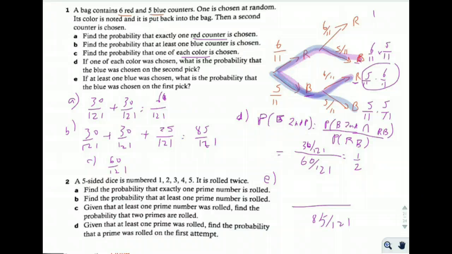At least one blue was chosen. Could be this one too. Okay, so it would be both of these. So it would be, one blue was chosen. What's the probability the blue was chosen on the first pick? At least one blue was chosen, so it could be this one too, right? So the probability at least one blue was chosen was all three. Now, how many of these was blue chosen on the first pick? This one and this one, which would be 55 over 121. Okay, so that would be 55 over 85, something like that.